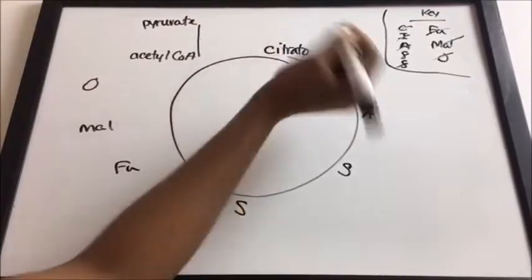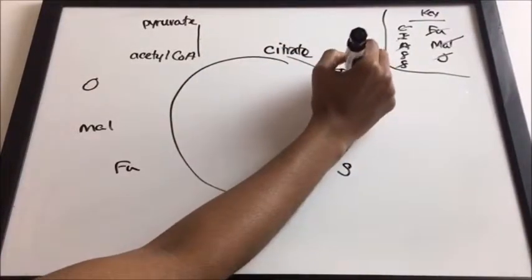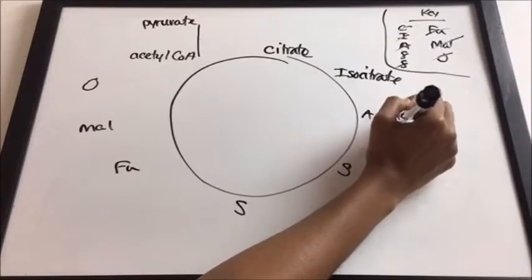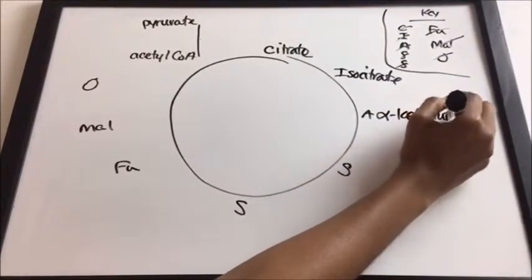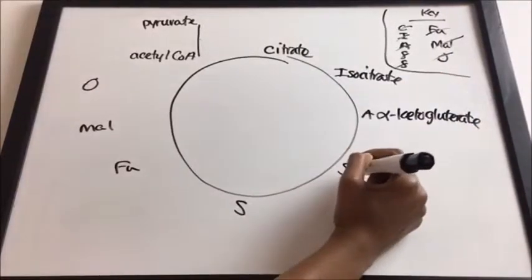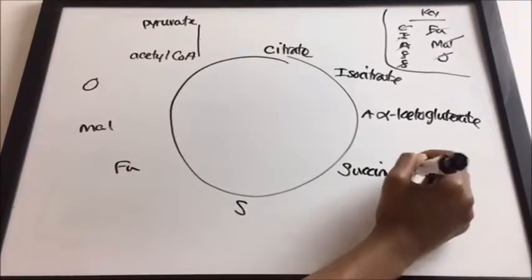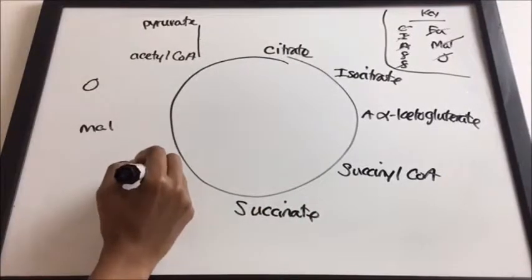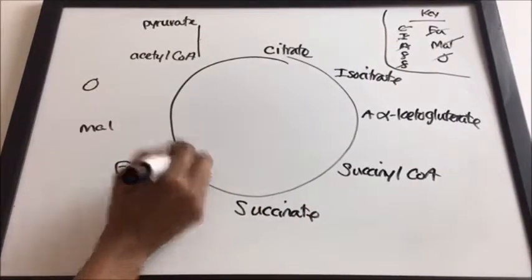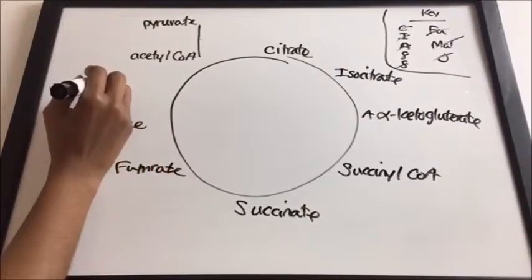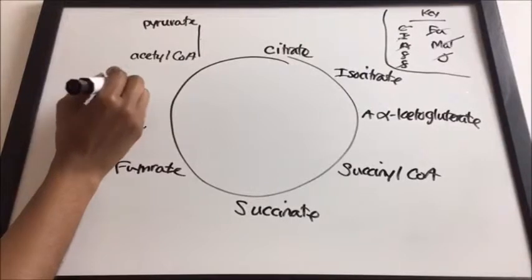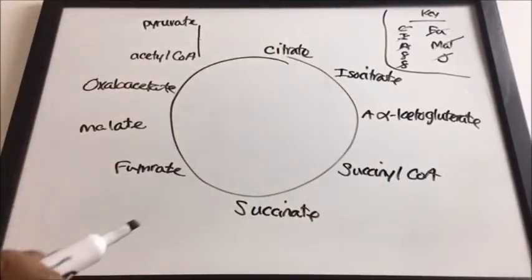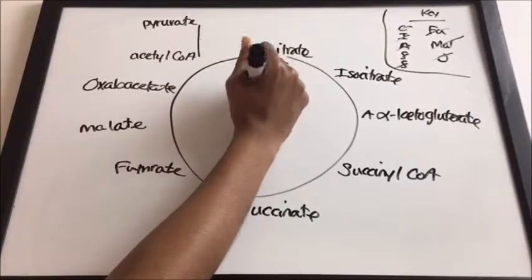Citrate, isocitrate, alpha-ketoglutarate, succinyl-CoA, succinate, fumarate, malate, oxaloacetate, and that's all of our substrates that are involved in the Krebs cycle.